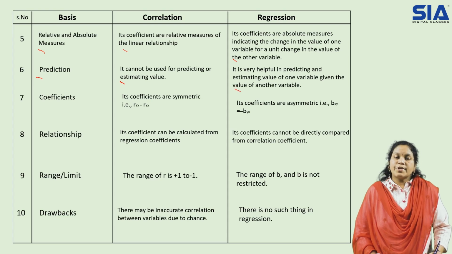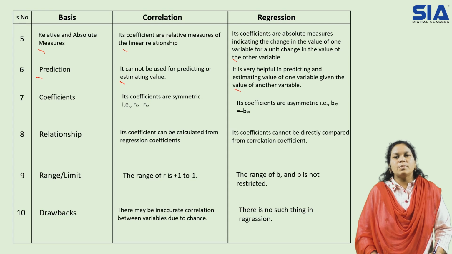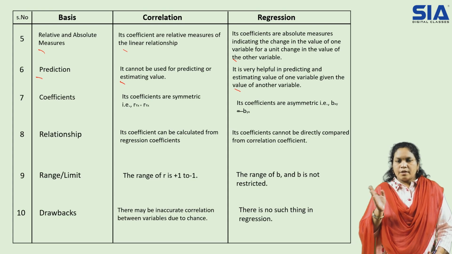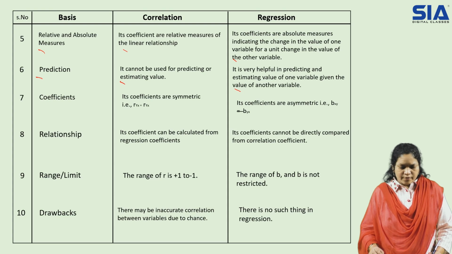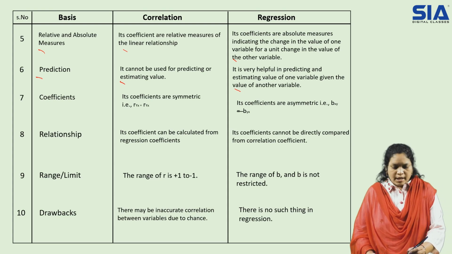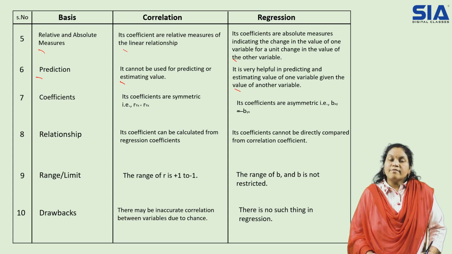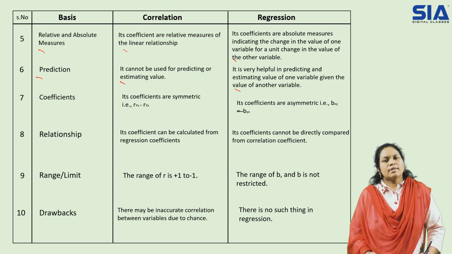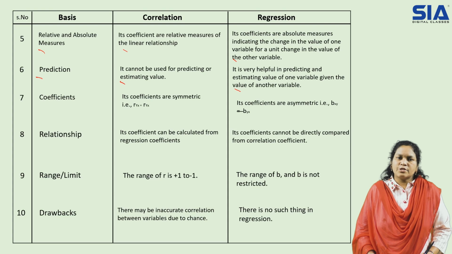We go for regression especially to find out future values, or to estimate the other variable, which is dependent. So obviously prediction is possible here. It is very helpful in predicting and estimating the value of one variable given the value of the other variable. One variable will be available for us, and using that we'll obtain the other variable. That's your prediction point.